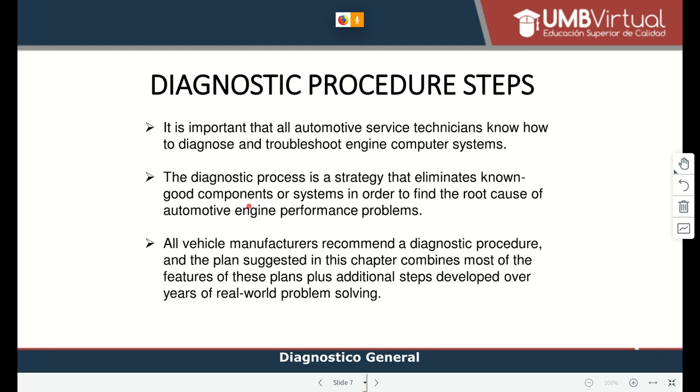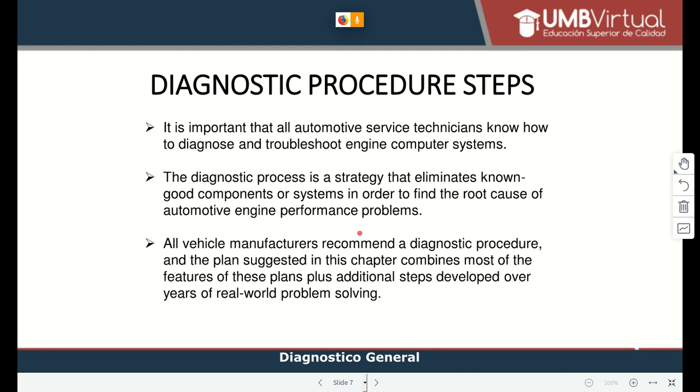Technicians need to know how a system works. Let's say a powertrain system, engine system, transmission system, infotainment, air conditioning. If technicians have a clear understanding of how a system works, depending on the brand, of course, it will be possible to establish a very good strategy that eliminates non-faulty components or systems in order to find the root cause. So if you know how any system works, you can go through the whole troubleshooting process to find the system that is failing, the faulty component, and the cause of that.